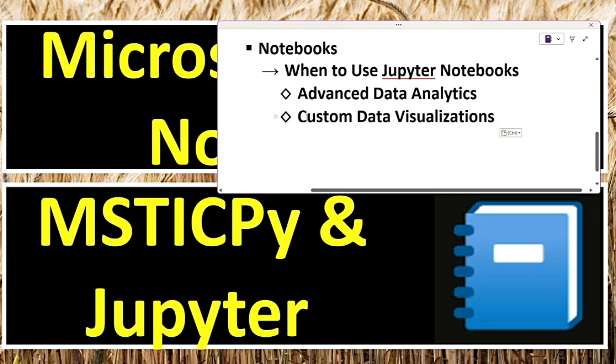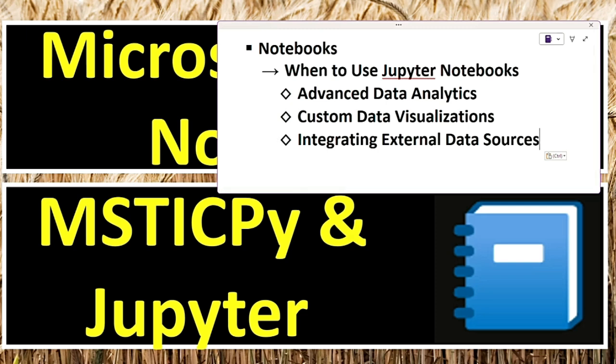Next use case is custom data visualizations. So you can create interactive timelines and process trees to analyze security incidents more effectively. You can build custom dashboards with unique visual elements not provided in Sentinel by default. Then the third key use case of Jupyter Notebooks is integrating external data sources. So you can correlate on-premises security data with cloud-based Sentinel logs. You can also analyze third-party threat intelligence feeds alongside Microsoft Sentinel alerts.